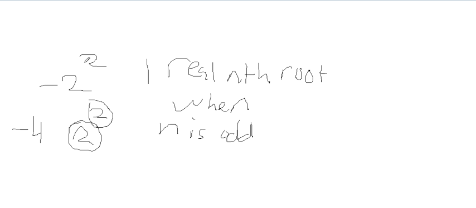So, for instance, -4 has no real square roots because when you square a number, the result is positive. Even if it was a negative number, when it multiplies itself it would always be positive, because even if it's -2 squared, it'd just be 4. So -4 doesn't have any real square roots.